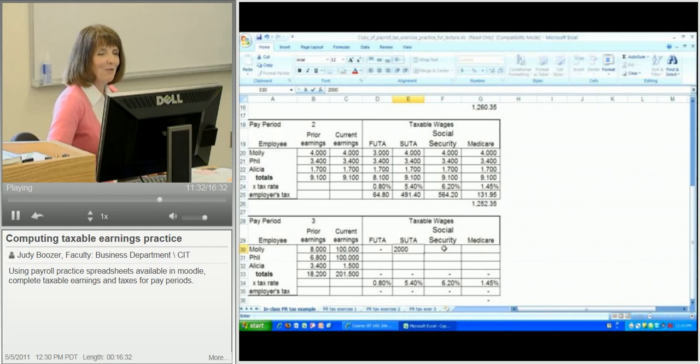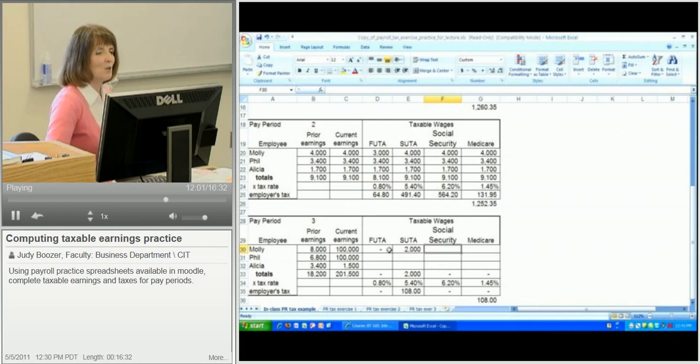Now, here's the tough one. Social Security. What's your cap? 106,800. Are we exceeding that by combining prior with current? Yes. That automatically tells us that not all of the current earnings is taxable. So how do we determine how much of the 100,000 is taxable?